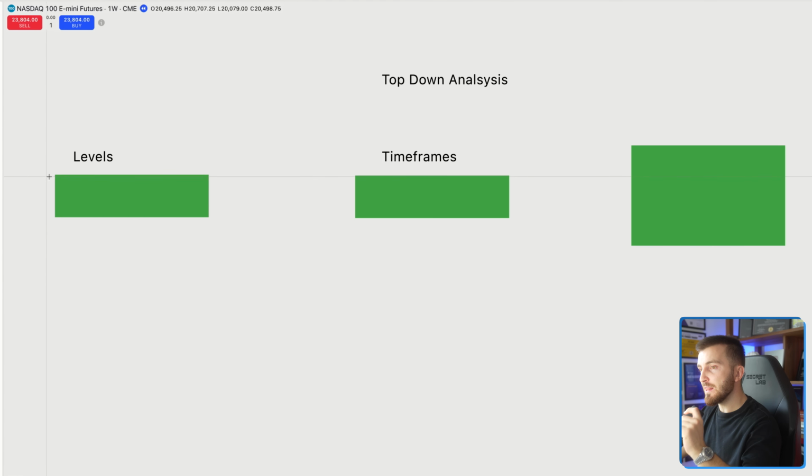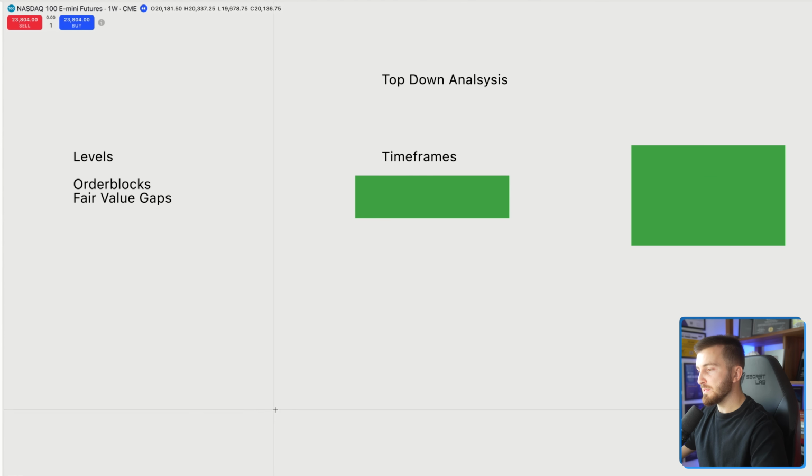So first, it's the levels. What levels are we going to be looking at? We are going to be looking at order blocks, and we are going to be looking at fair value gaps. For traders who don't know, order blocks are simply, as we are on a move up, on a bullish trend, all of these pullbacks are creating so-called order blocks. Counter trend moves in a trend are order blocks.